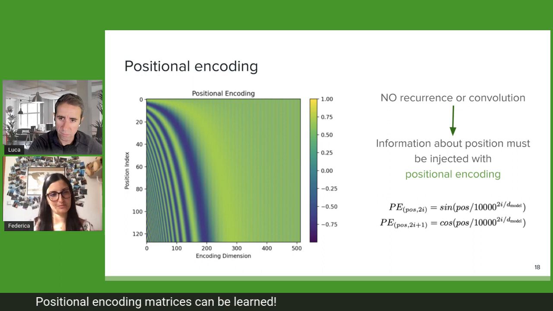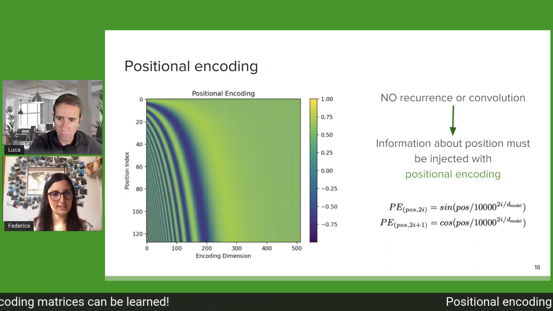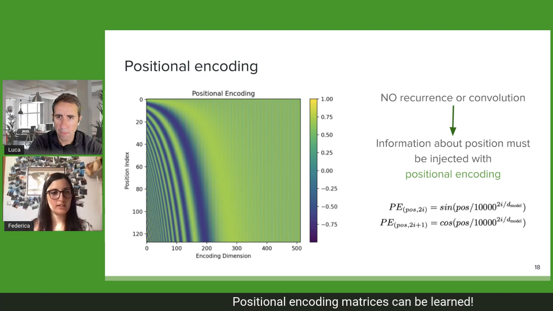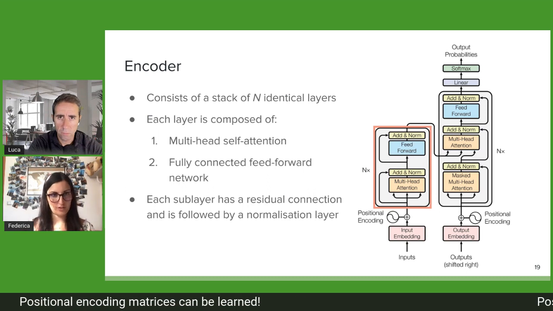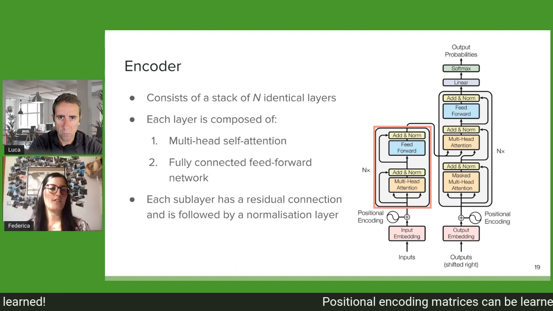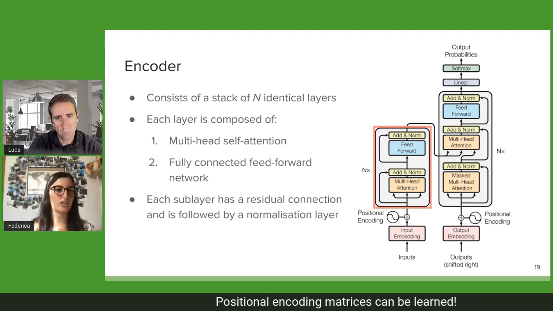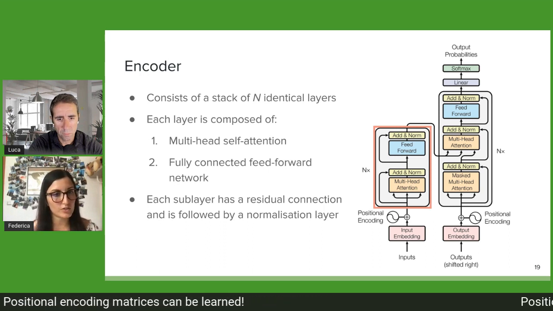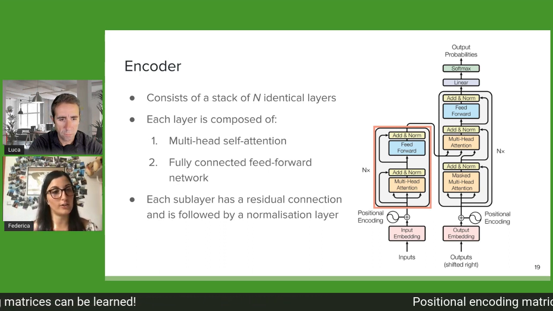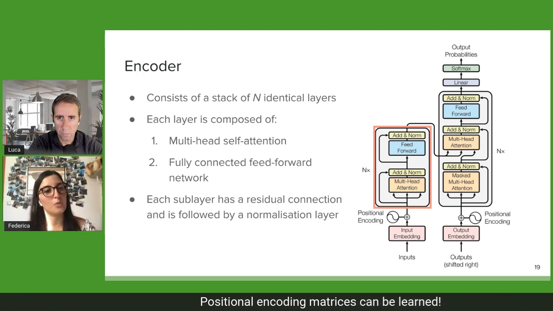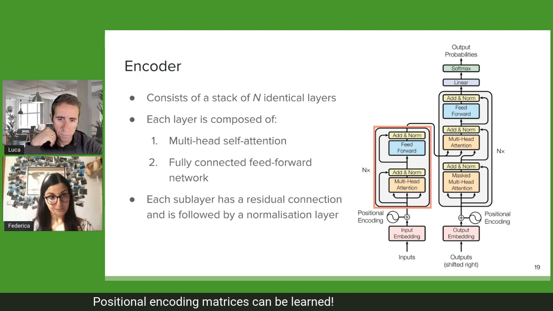But yes, I am aware that there exist different methods. This is not the only one. And so, as I said before, we have two parts: the encoder and the decoder, and they share some similarities. I will talk about them separately. So first, we have the encoder, and this consists of a stack of n identical layers. And in the original paper, this n was set to 6.